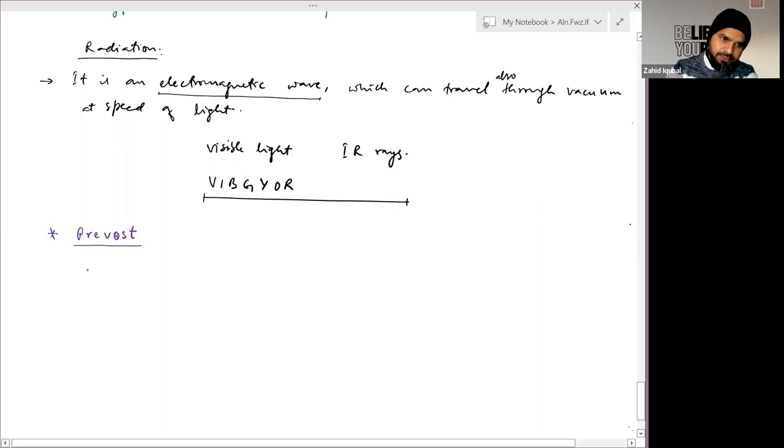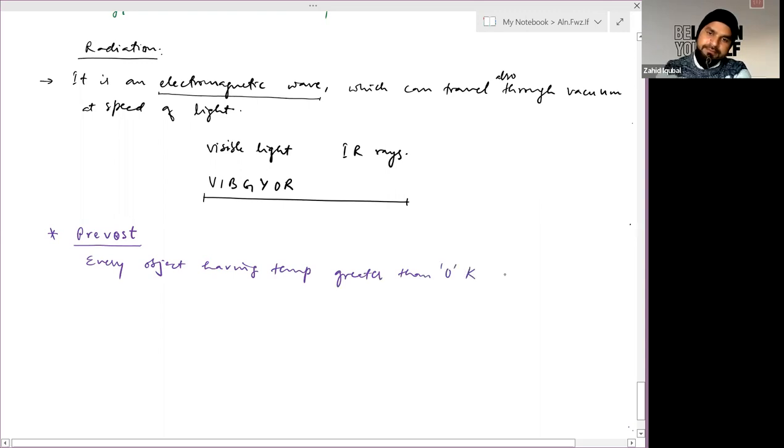So according to Prevost's hypothesis, every object having temperature greater than 0 Kelvin can emit and absorb radiation all the time.